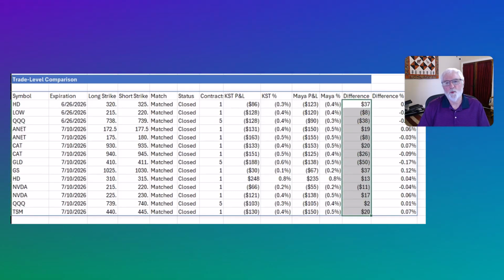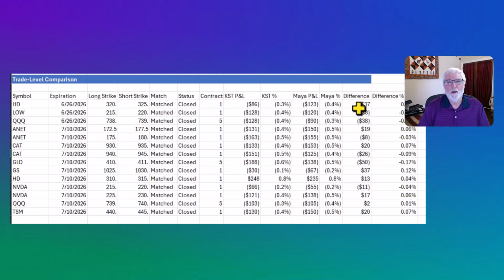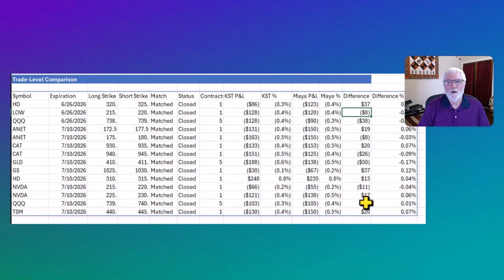So in some cases we do a little better than Maya. Like here we did $37 better. Here we did $8 worse. So now the total over time has gotten a lot narrower and the reporting seems to be more accurate to us. So we're much happier with what we're seeing now. The other thing that we discussed earlier was that we were concerned about not getting filled on some of the limit orders where Maya shows they got filled and we did not.